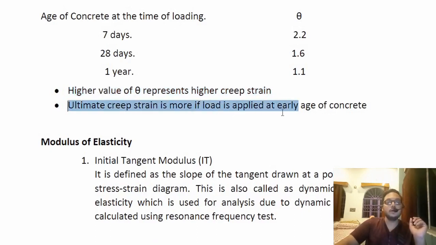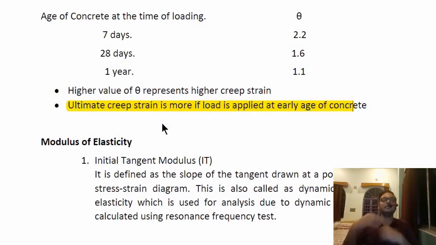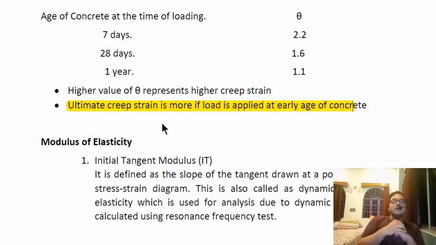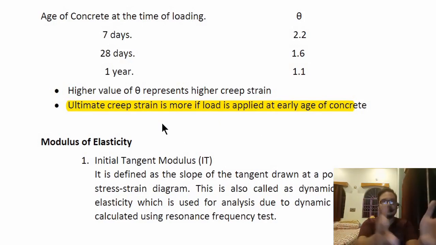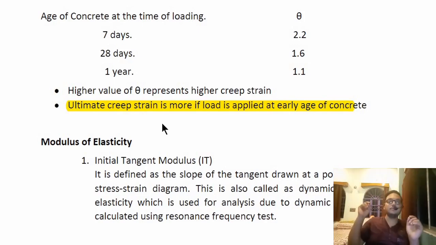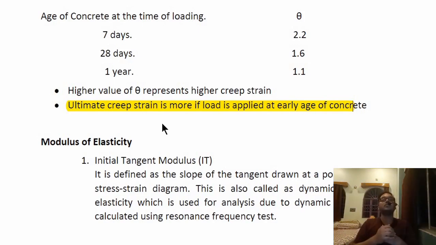Ultimate creep strain is more if load is applied at an early stage of concrete. So if we apply load at an early stage, the ultimate creep strain will be higher. This table confirms that the ultimate creep strain will be more if the loading is applied at the early stage of the concrete. Like, 7 days we have done the curing of the concrete, and then we have kept it for exposure to that load.